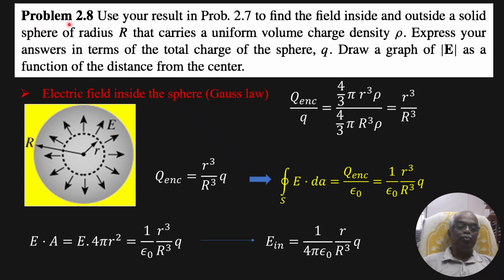Problem 2.8 is: use your result in problem 2.7 to find the field inside and outside a solid sphere of radius R that carries a uniform volume charge density rho. Express your answer in terms of the total charge of the sphere, that is Q. Draw a graph of modulus E as a function of distance from the center. These are the questions asked. We are going to solve them one by one.